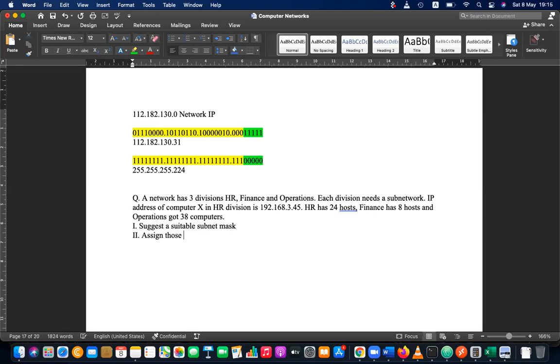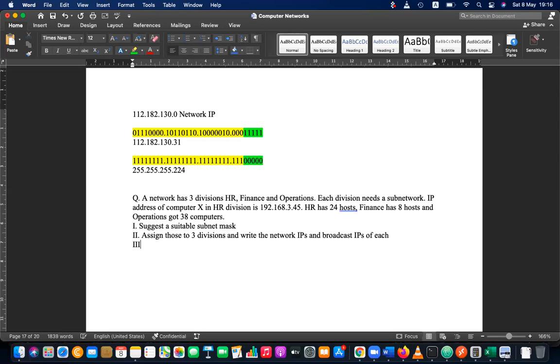Assign those to 3 divisions and write the network IPs and broadcast IPs of each. So you have to assign this to 3 divisions and give the network IPs and broadcast IPs of each.